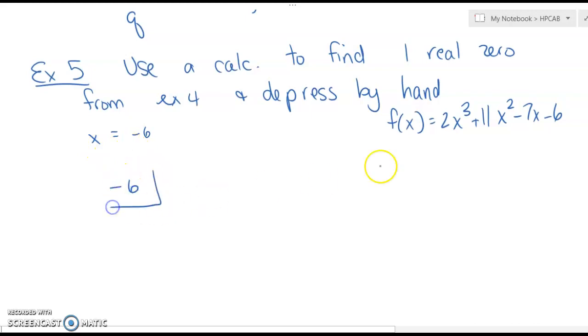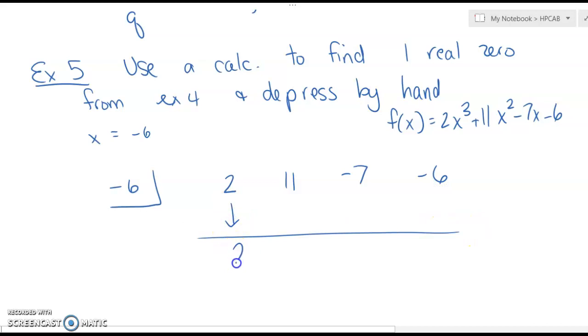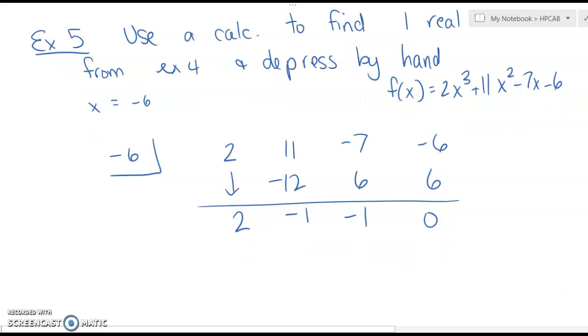So we've got -6. We're going to list all the coefficients, make sure every x is represented. So we got 2x cubed, 11x squared, -7x, and then -6. You always bring down the first term, multiply, you get -12, add, you get -1, multiply, you get 6, add, you get -1, multiply, you get 6, and you should get 0 because we found that one on our calculator. This is your remainder, this is your constant, this is your x, and this is your x squared.